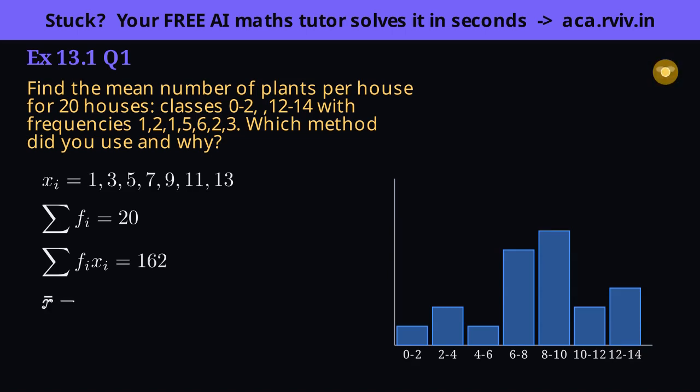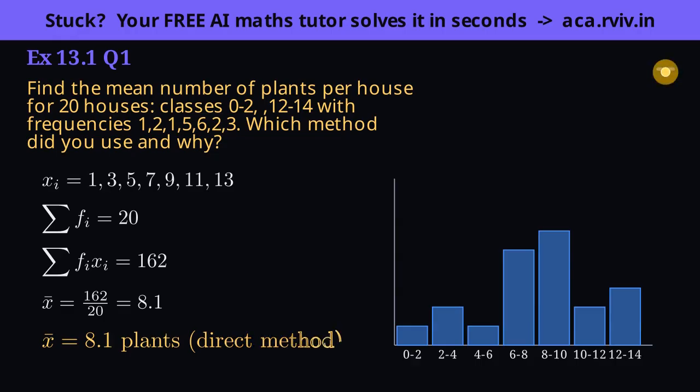Divide the weighted total by 20 houses to find the balance point. 162 over 20 is 8.1. So the answer to which method and why is direct, because small class marks make the multiplication painless. Save the assumed mean and step deviation shortcuts for when the numbers turn big and ugly. That's the whole point of choosing a method.